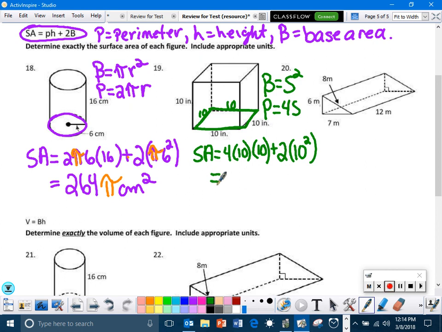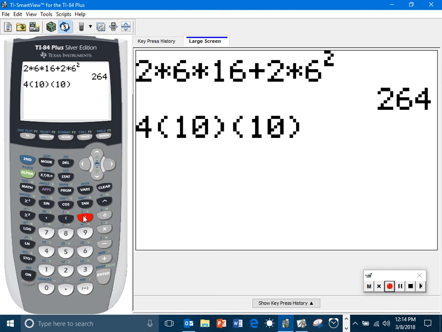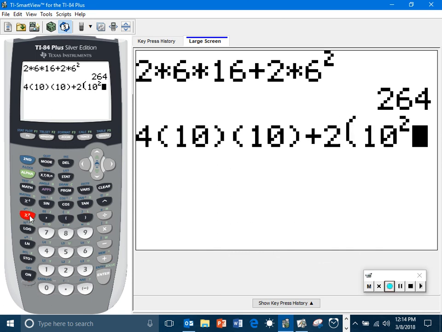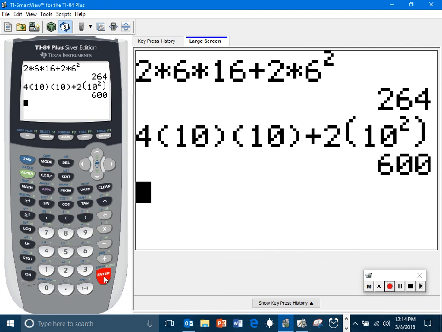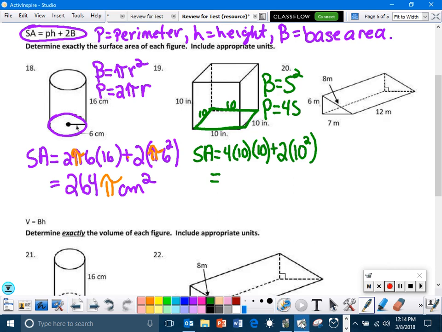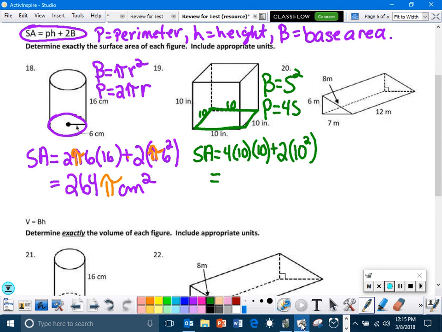Okay, so all I need to do is type this in. Okay, I'll use parentheses this time. So 4 times 10 times 10, and then it was plus 2 times 10 squared. Okay, hopefully I typed that right. 600. Yep. 600 inches squared.